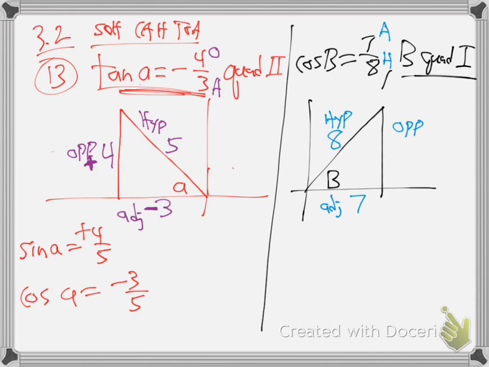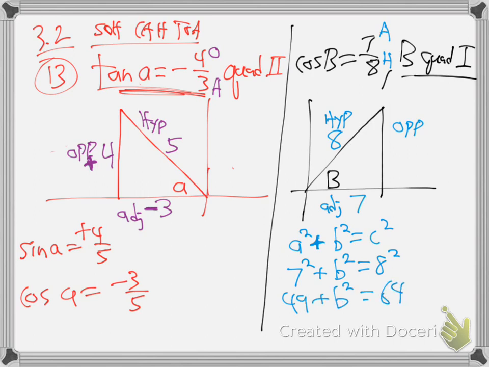So I'm going to have to find that other side by the Pythagorean theorem. So a squared plus b squared is c squared. So that's 7 squared plus b squared is 8 squared. 49 plus b squared is 64. Subtract 49. b squared is 15. So then root it. So this is root of 15. Can you read that down there? Root of 15. Good there for those 3 sides?